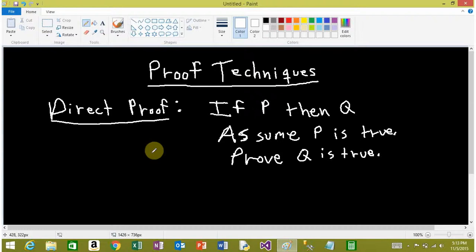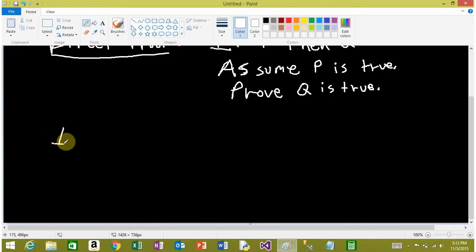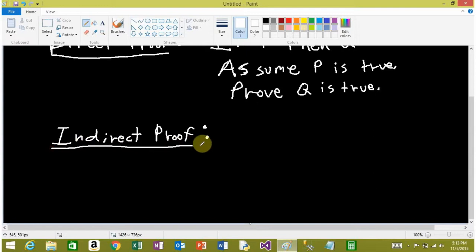Another type of proof is called the indirect proof. And just like the word says, indirect means it's not a direct way of proving. There are two important types that we want to look at. So let's write our original statement down: if P then Q.